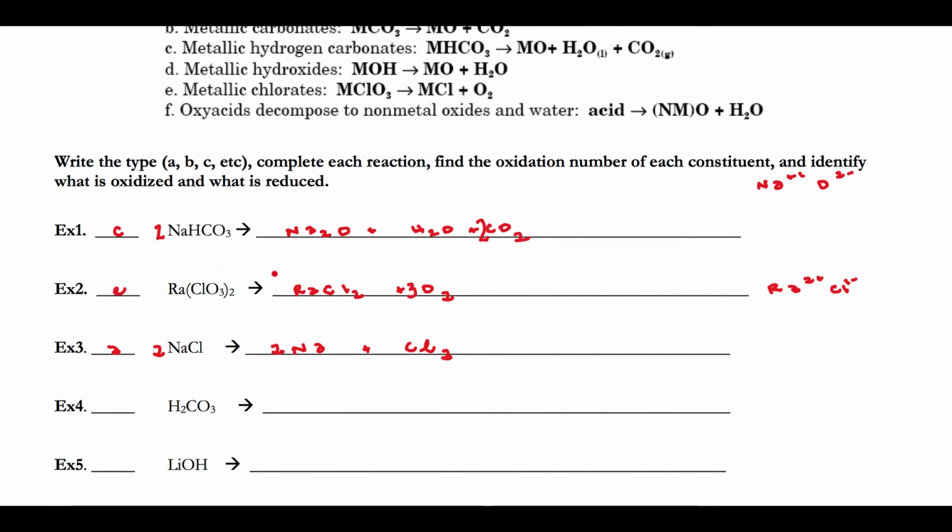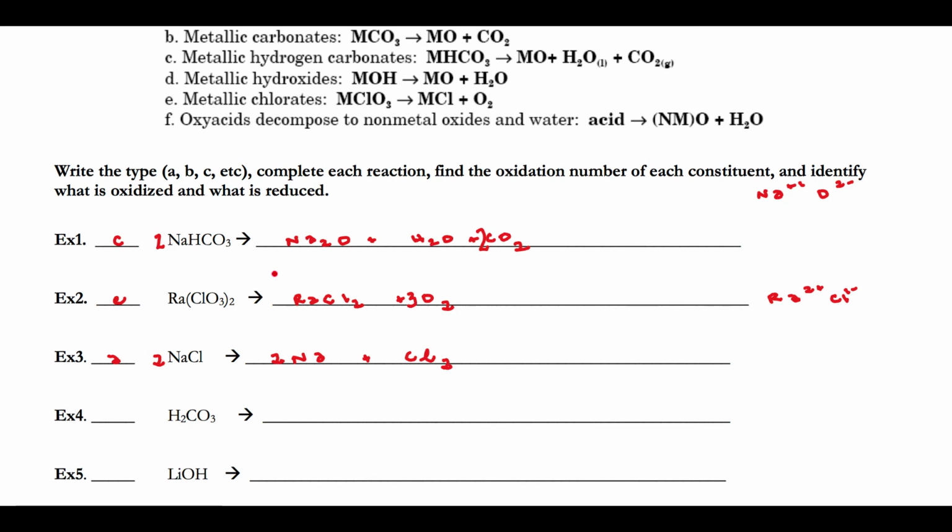For example 4, I've got H2CO3. So since I see hydrogen in the beginning, I'm going to assume it's an acid, which it is. So I've got a type F here. Remember, this is a balance as you go problem. So what I like to do when I'm breaking up my acid is I like to write water first, and then my other product is going to be a non-metal oxide. So my non-metal here is my carbon, and then to figure out how many oxygens I have, I need to balance as I go. So I've already used 1 oxygen here, and I need a total of 3. So this is going to be 2 oxygens.